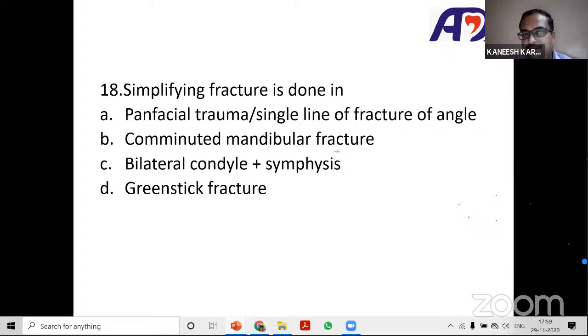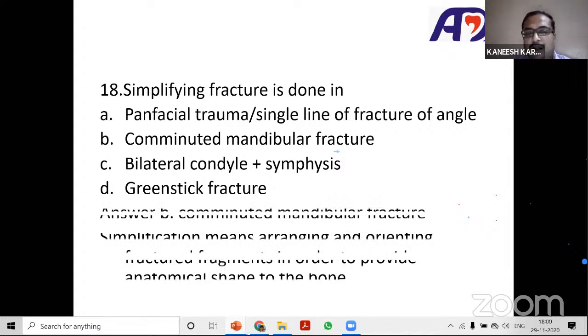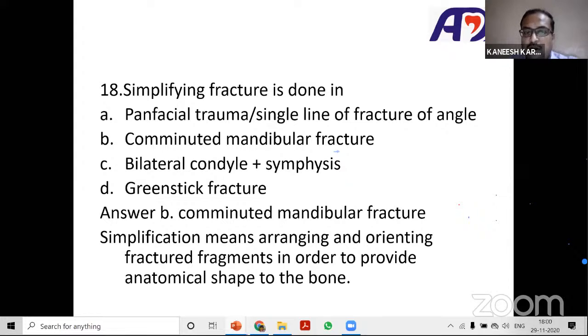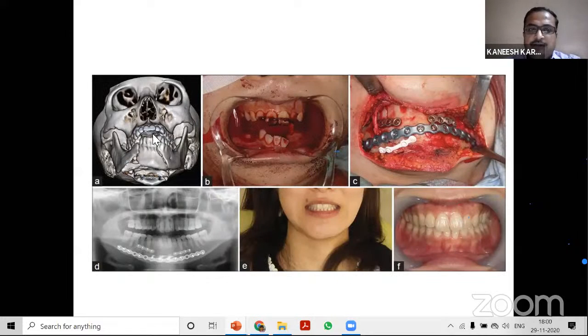Simplifying fracture is done in comminuted mandible fractures. Simplifying fracture is arranging and orienting the fractured fragments in order to provide an anatomical shape to the bone. For example, here there is a comminuted fracture of the mandible. The mandible is fractured in many places, so they have arranged it into the anatomical position. It is so much displaced everywhere, fractured into multiple pieces, but they have arranged, reoriented and plated perfectly. This is a perfect reduction.